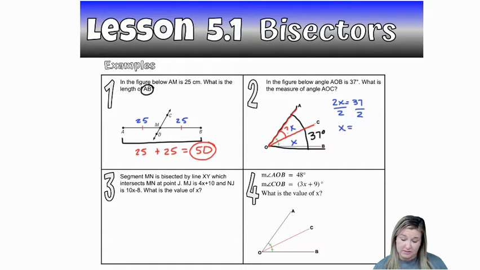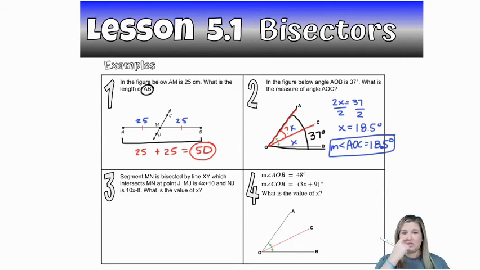And so x is going to be equal to 18.5 degrees. So the measure of angle AOC is 18.5 degrees. That's how you would want to make sure you label that. And you don't want to label it just angle O, because angle O could mean there's actually three different angles it could be talking about. So that's when we have to use the three letters there, because it could be confusing on just what is angle O.